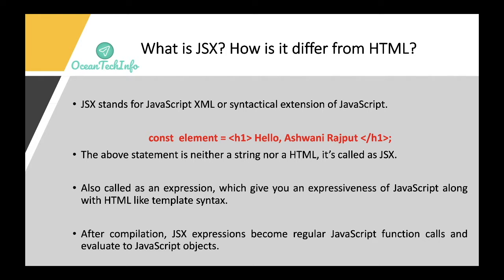What is JSX and how does it differ from HTML? JSX stands for JavaScript XML, or you can say it's a syntactical extension of JavaScript. Let's take an example of how you write JSX. So const element equals h1, writing the text Hello Ashwini Rajput, and close this heading tag. So this element you have closed here and assigned to a variable, and that will become a JSX.